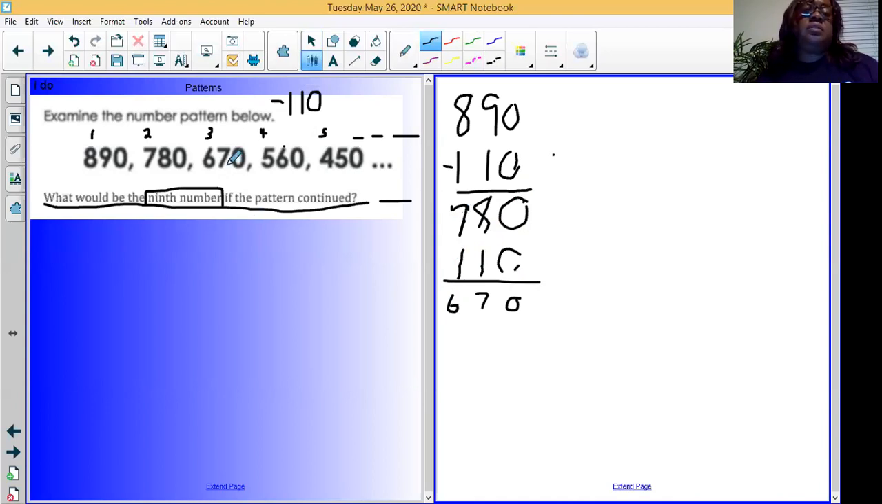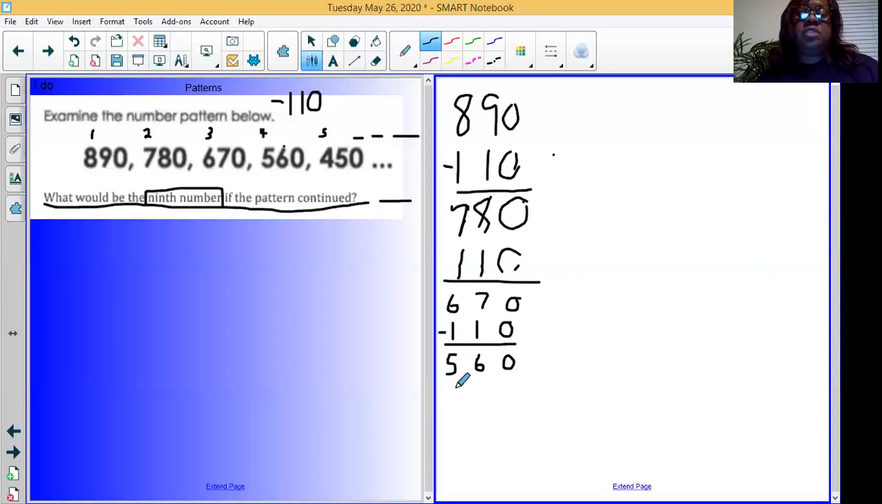So notice we get the third number. So we subtract 110 again, and let's see if we get the fourth number. 0 minus 0 is 0. 7 minus 1 is 6. 6 minus 1 is 5. Okay, we got 560. That's our fourth number.